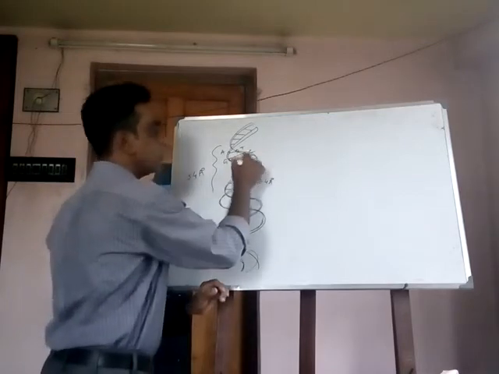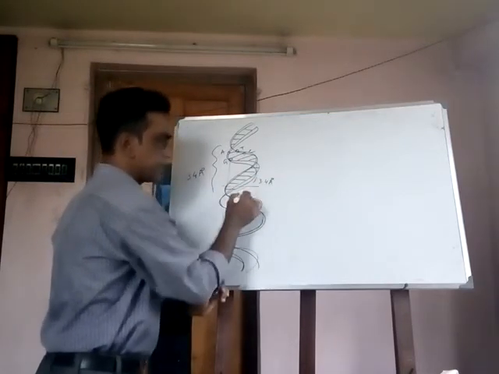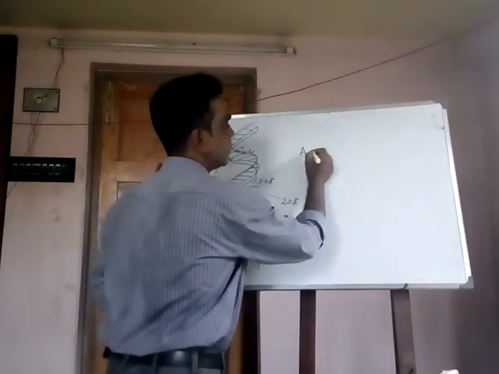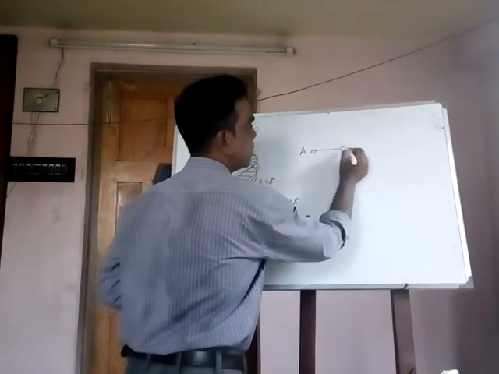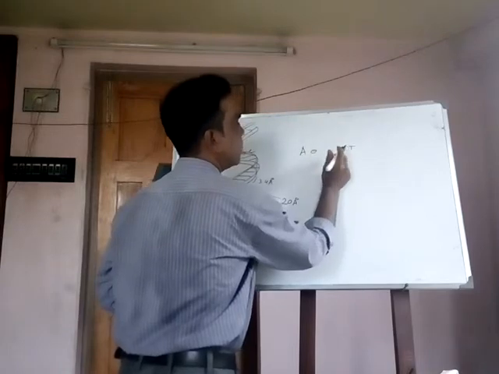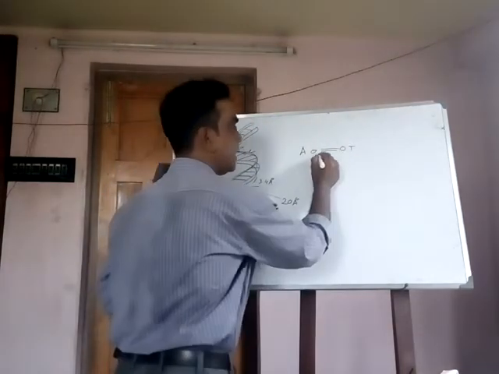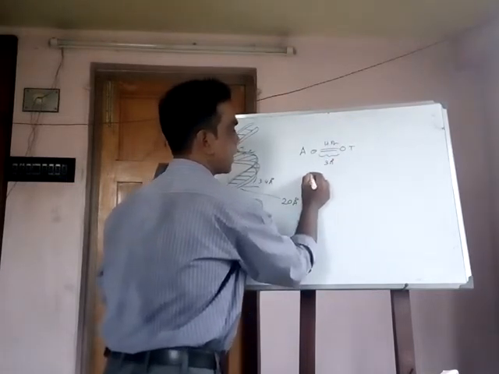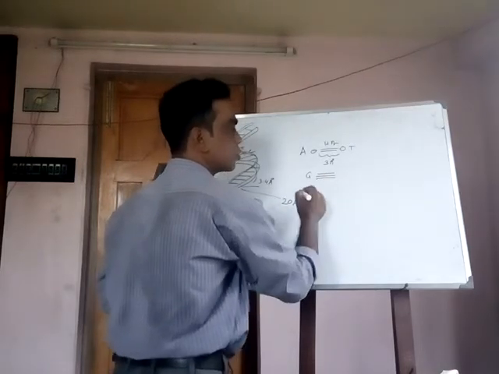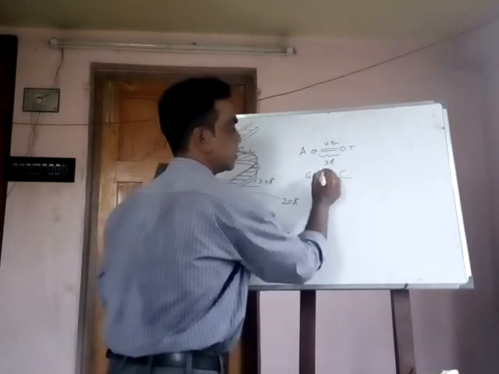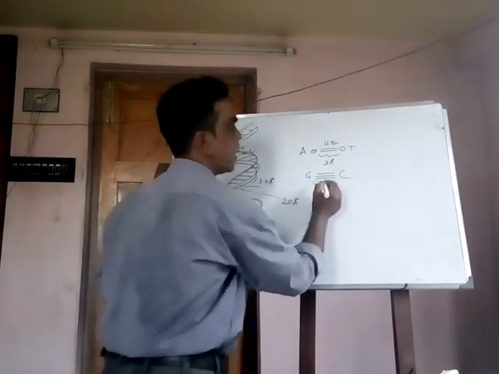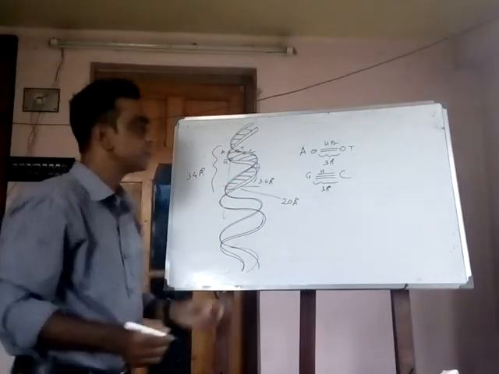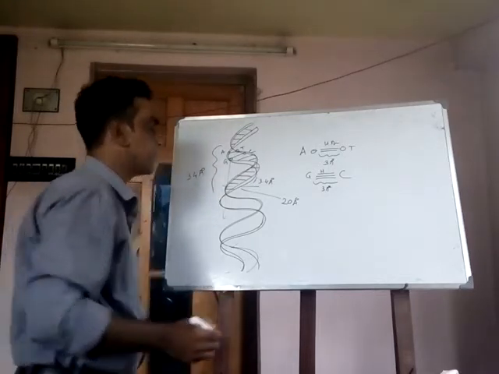And the diameter of the axis is 20 angstrom. Adenine is joined with thymine by a double hydrogen bond, and the length of the hydrogen bond is 3 angstrom. And guanine is joined with cytosine. The length of this H bond is 3 angstrom. So the structure of DNA I depict here.